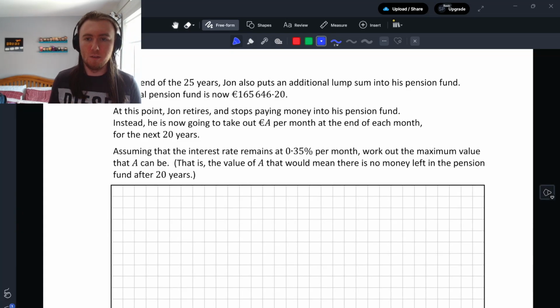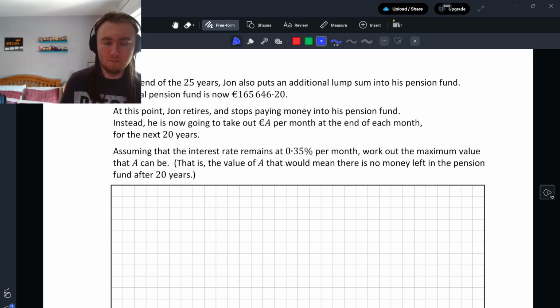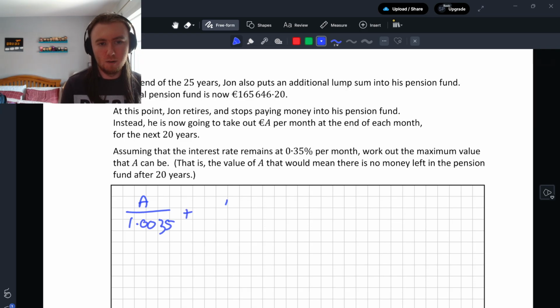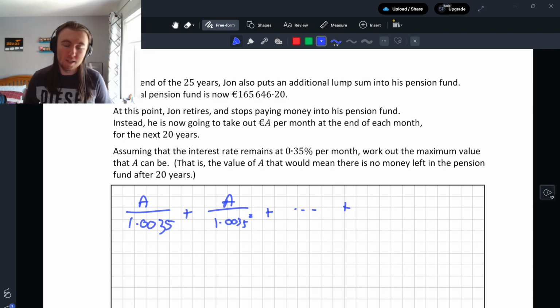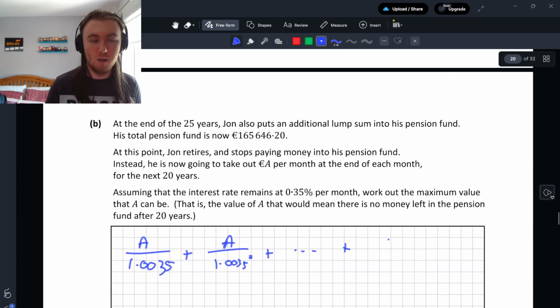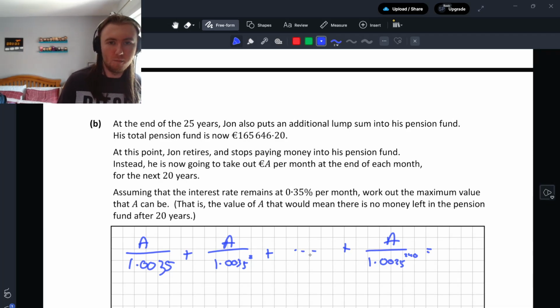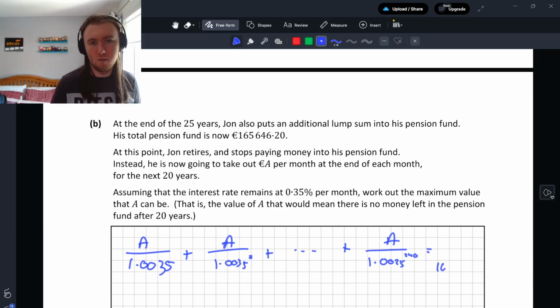Assume the interest rate remains as that, look at the maximum value that A can be. That is, there's no money left in the pension fund after 20 years. So it'll be something like A over 1.0035, that's the first taking out, plus A over 1.0035 squared plus dot dot dot. And then if it's 20 years, that's 20 by 12, so 360. No, it's not, it's 240. A over 1.0035 to the 240. That's going to equal his entire pension fund, which is that value.